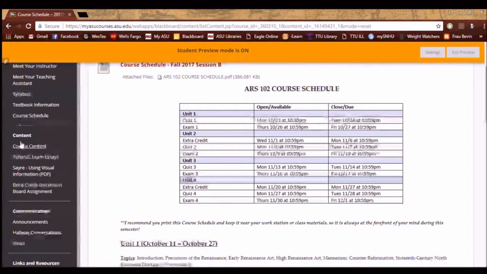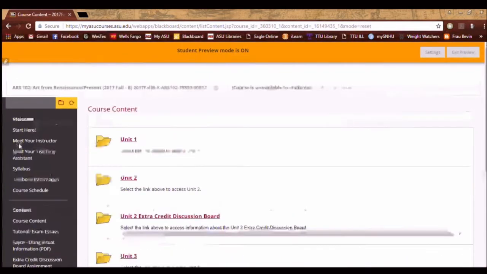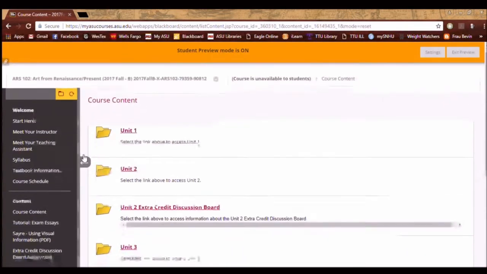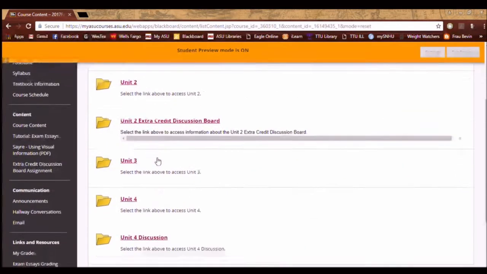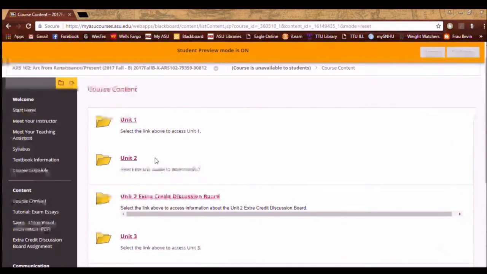Going further down the navigation bar, course content is actually where you're going to find all of the units. That's all the lectures and the instructions for the discussion boards. This is where your quizzes and exams will be. So this is where you're really going to spend most of your time, under course content. So let's look at Unit 1 first.